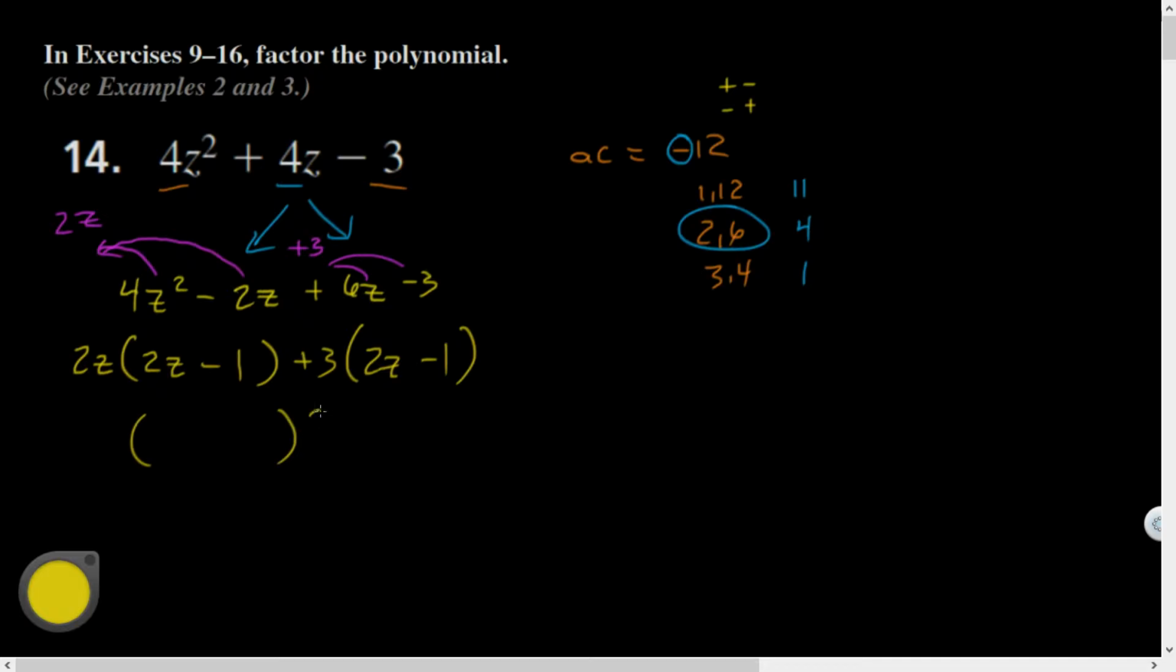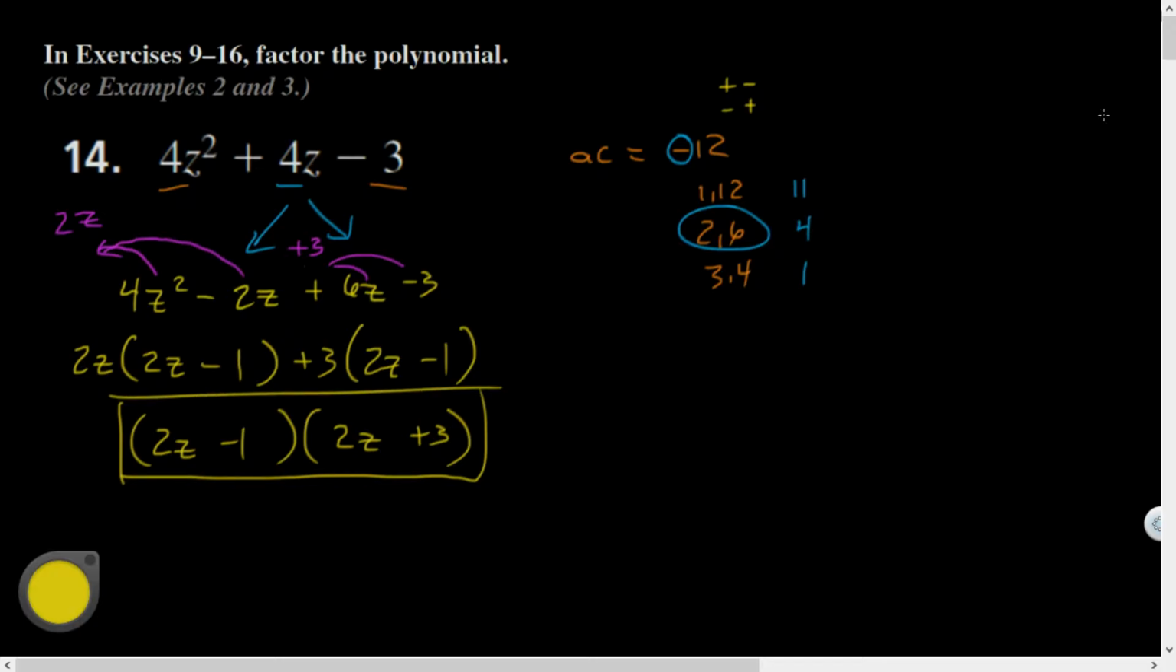So my factored form ends up being one of those duplicates, and then the 2 GCFs that I stole, which you can see here or there. So 2z minus 1 times 2z plus 3 is the factored form.